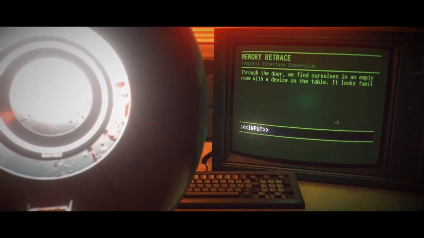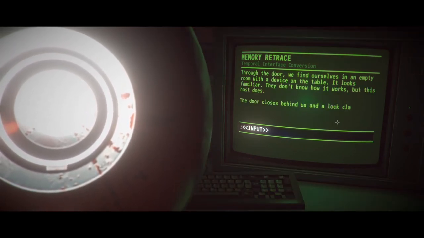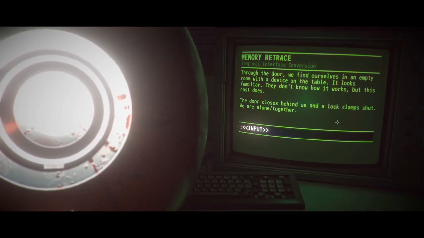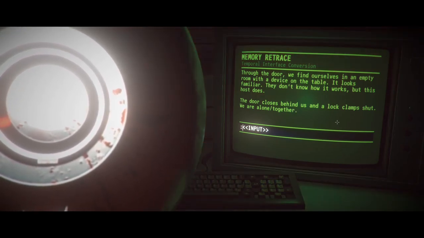Through the door, we find ourselves in an empty room with a device on the table. It looks familiar. They don't know how it works, but this host does. The door closes behind us, and a lock clamps shut. We're alone together.